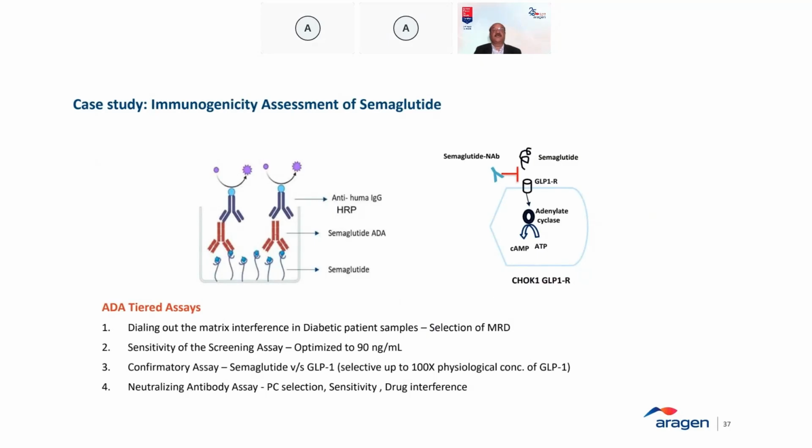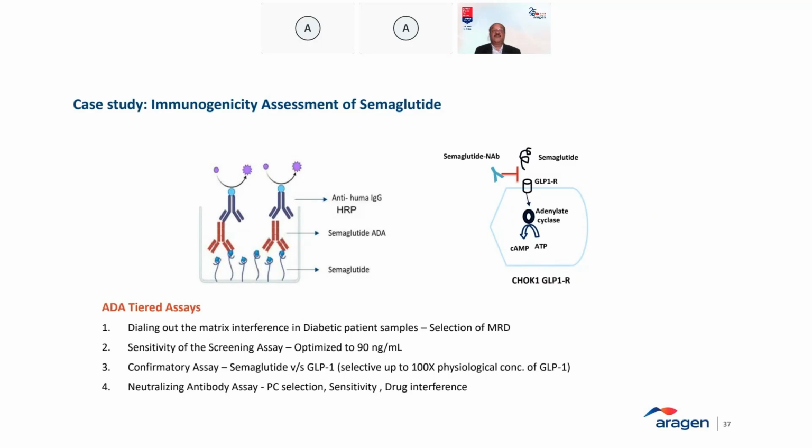I'm going to present a case study of a peptide, semaglutide. We developed an in vitro assay with a three-tiered strategy: screening, confirmatory, as well as a cell-based neutralization assay. While working with this peptide, the challenge was to get signals above the background, because the patient sera were from diabetic patients, and certain patients had taken GLP-1-like analogs earlier. So we worked out a special technique around the minimum required dilution of the sera and found the right conditions where we could detect signals above background.